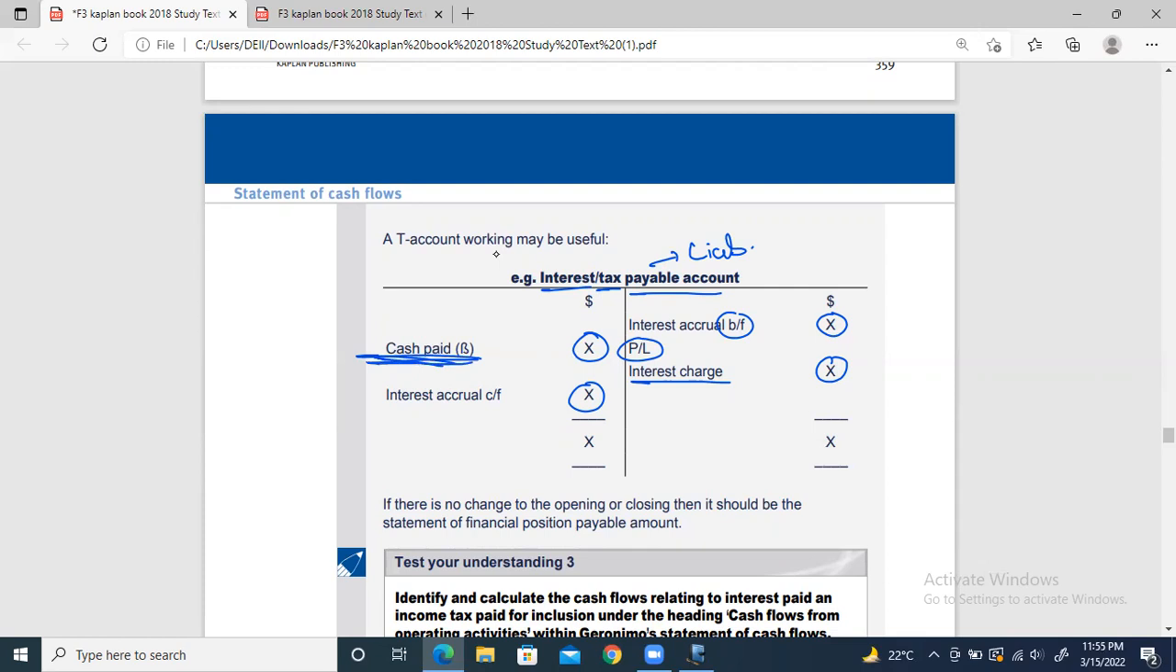Yeah, because look, interest charge is basically, we can say, expense for the year, right? And expense for the year and actual cash can vary in some terms as well, right? Let's say if I had to pay, let's say, TV subscription, and that was my expense for the year, right?